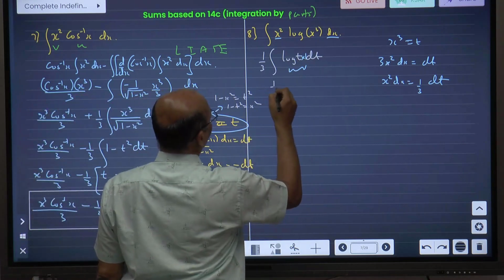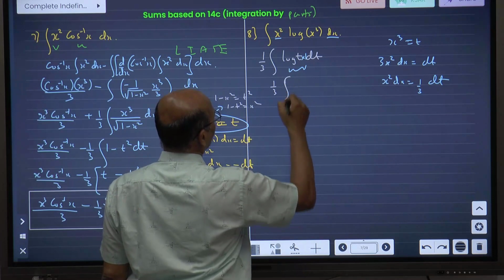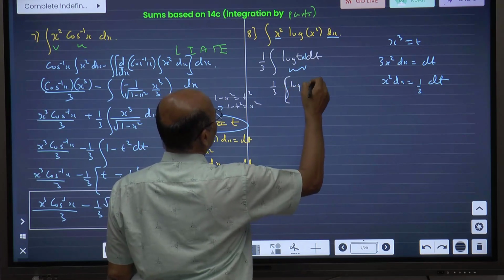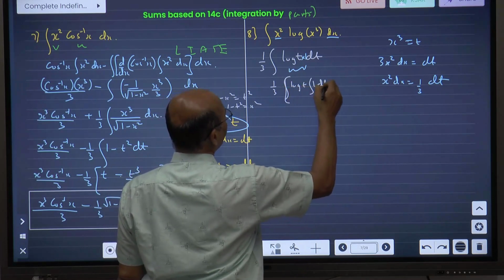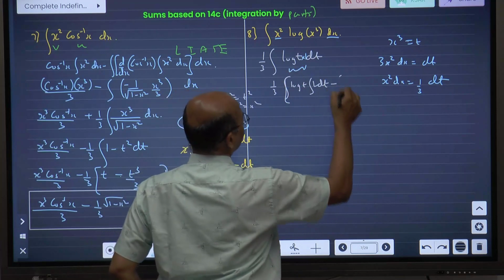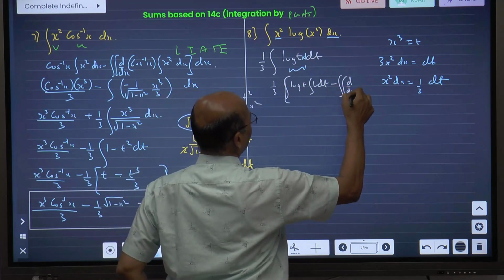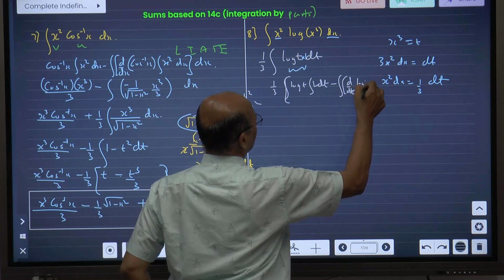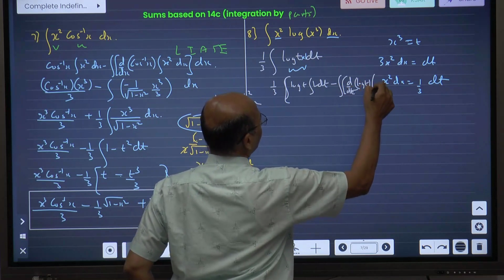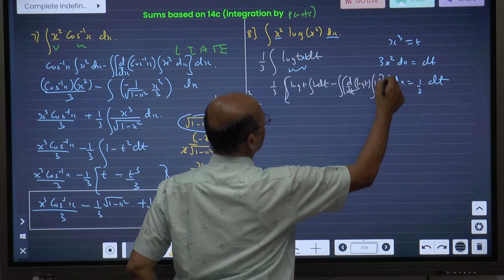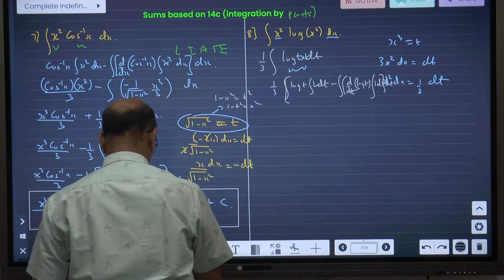So u, integral v dt, because t is there, minus integral of derivative of log t, integral 1 dt, close dt. I'm sorry, I just put across this point here.